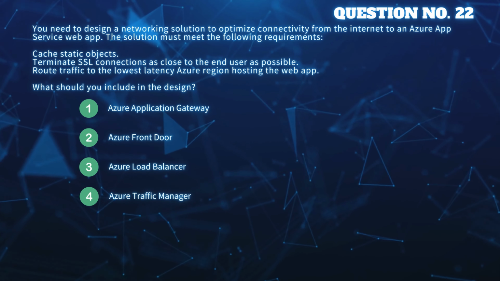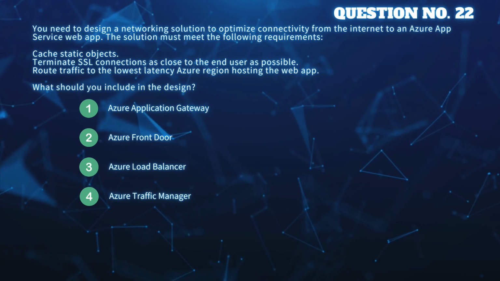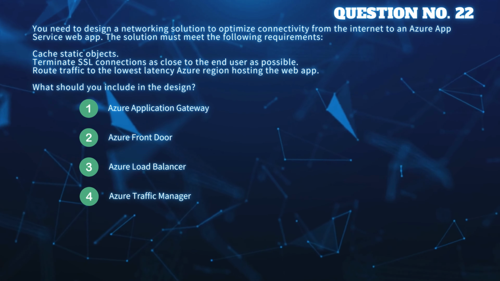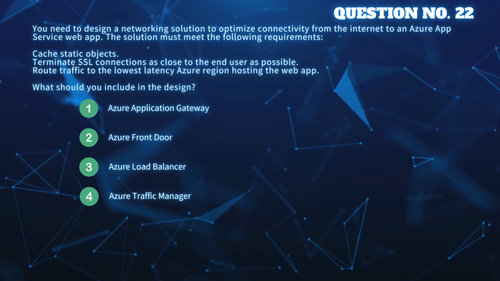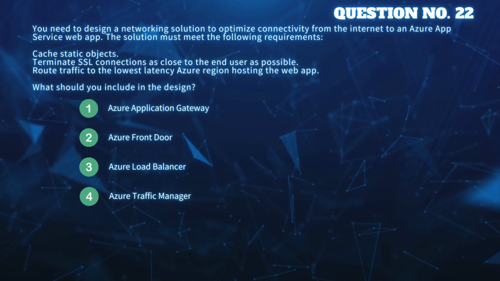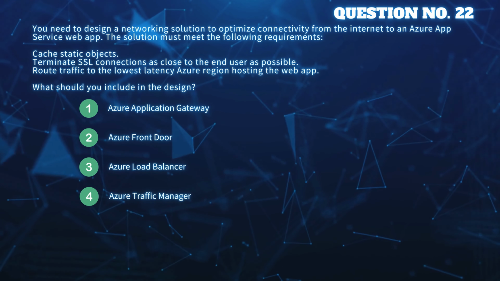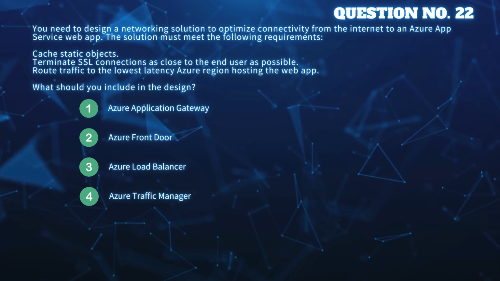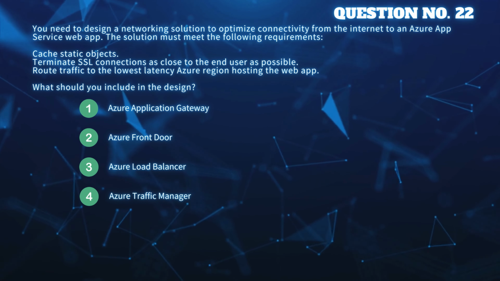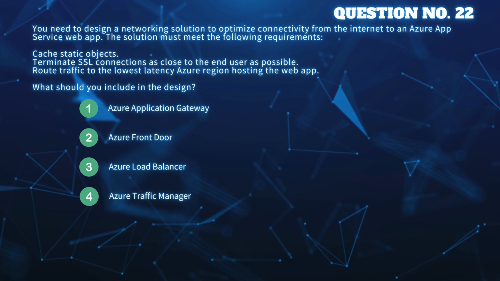You need to design a networking solution to optimize connectivity from the Internet to an Azure App Service web app. The solution must meet the following requirements. Cache static objects. Terminate SSL connections as close to the end user as possible. Route traffic to the lowest latency Azure region hosting the web app. What should you include in the design?